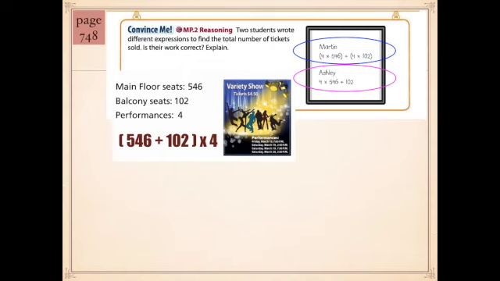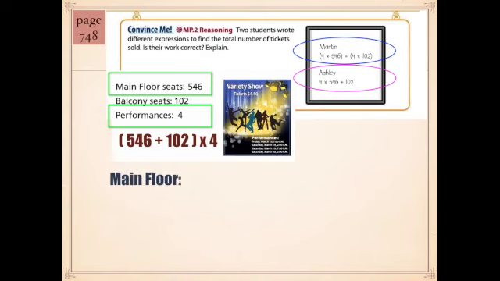Okay, so let's try another way of solving that problem. We can focus on the main floor seats first. In the main floor, there are 546 seats, and the number of performances was 4. So we can find the total number of tickets sold in the main floor by multiplying 546 times 4. Okay, so that is the first step.